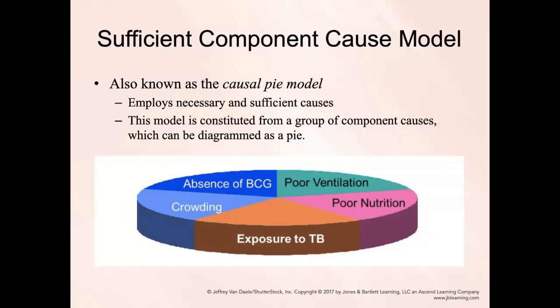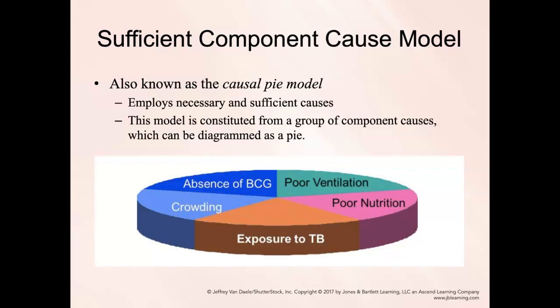They're also called causal pie models because they look like a pie. These models employ both necessary and sufficient causes. And the model is constituted from a group of component causes that are diagrammed as a pie. So each one of these slices, displayed in these different colors, is called a component cause. In these models, one of the components is a necessary cause. Together, the entire model makes up a sufficient cause complex or model.